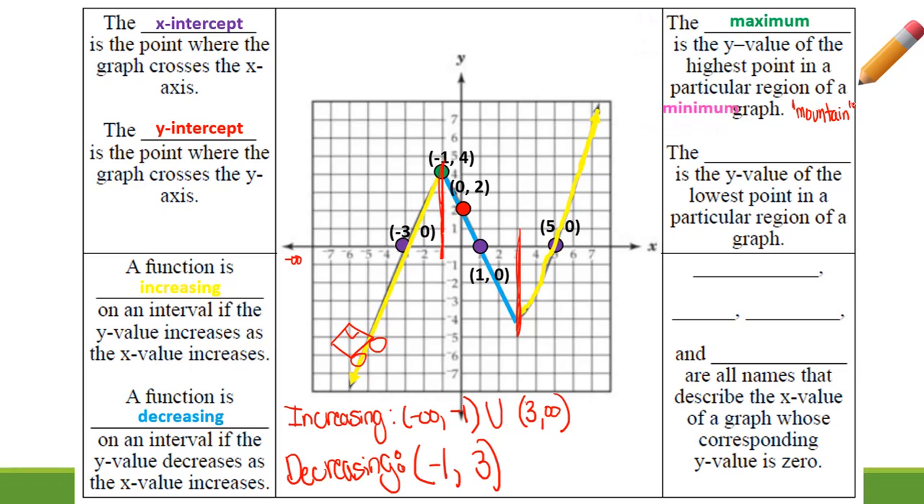Second part of this is the minimum. The minimum is the y value of the lowest point in a particular region of a graph. This would be considered your valley of your graph, okay? So in my case, the minimum of this graph is at 3, -4. That would be my minimum of this graph.